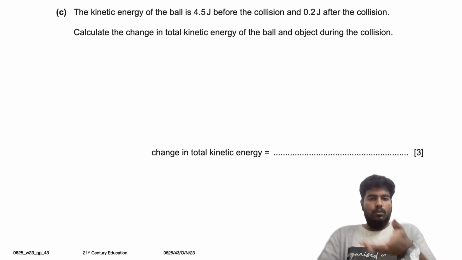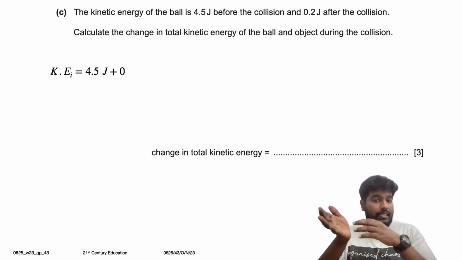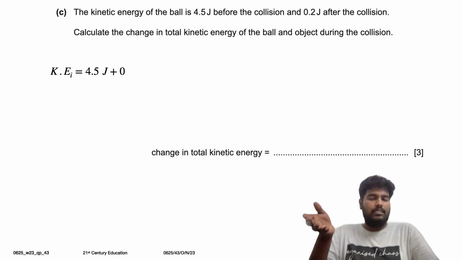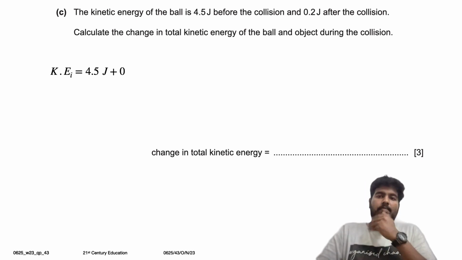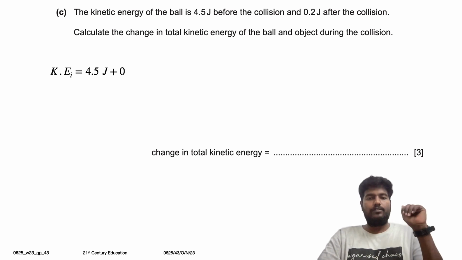Okay, so total kinetic energy is the same as just the kinetic energy of the ball, because initially the kinetic energy of the object is zero since it's not moving. Yes, and we know that kinetic energy is half mv square. So initial kinetic energy is just 4.5 joule.